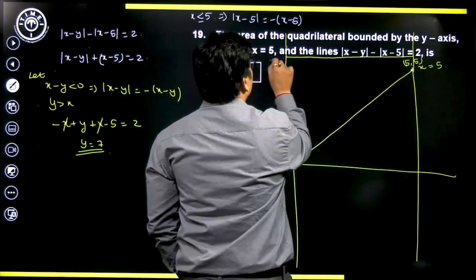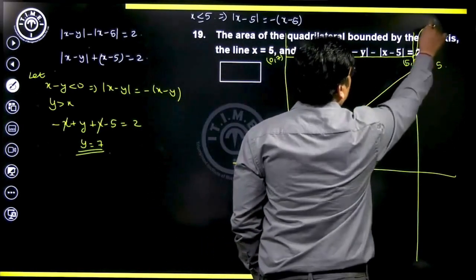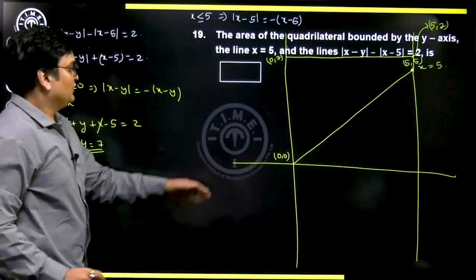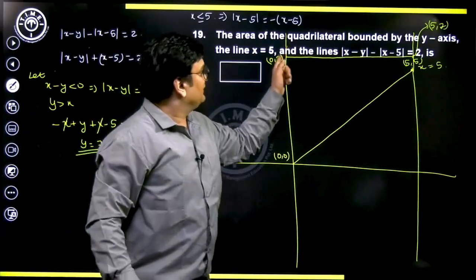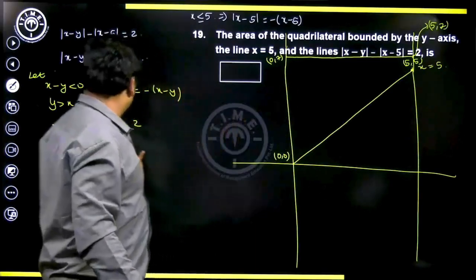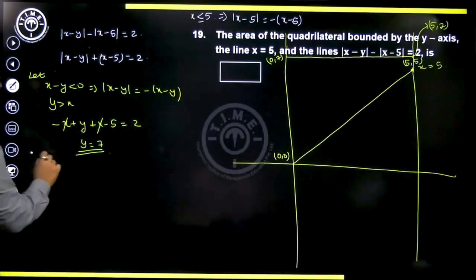So this will be 0, 7, and this will be of course 5, 7, because this is 5, 7. So if y is greater than x, the equation, this line turns out to be this line, y equal to 7. Consider the second situation. What is the second situation?